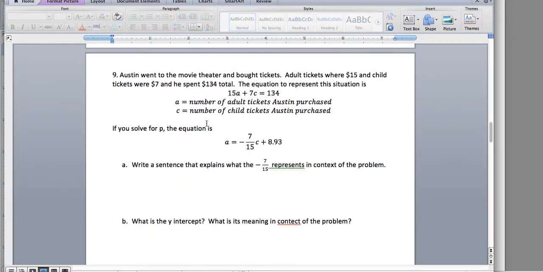So for this problem, it went ahead and solved for A for you. A is the number, if you'll pause it and read it, that would be great. A is the number of adult tickets Austin purchased, and C is the number of child tickets Austin purchased. Now, I will not give you credit if you tell me A is adult. A is not adult. A is the number of adult tickets. So you have to include the word number and you have to include the word tickets to get full credit there.